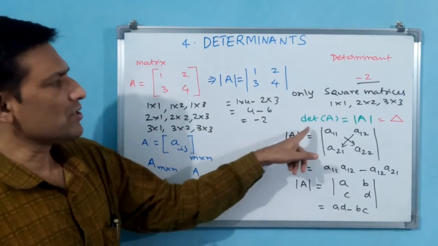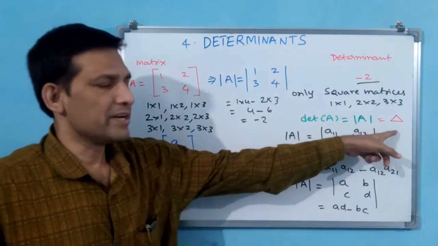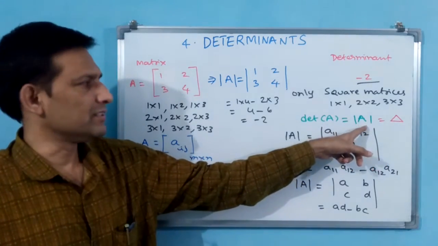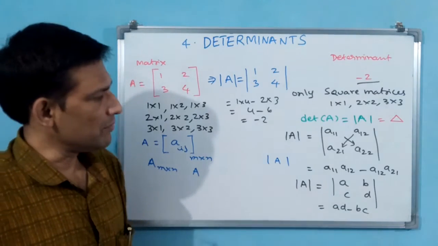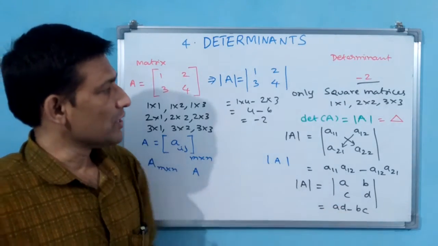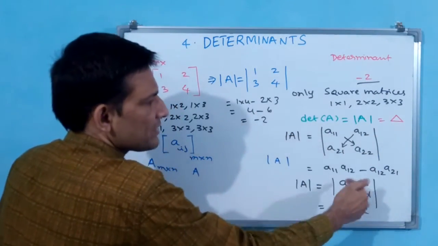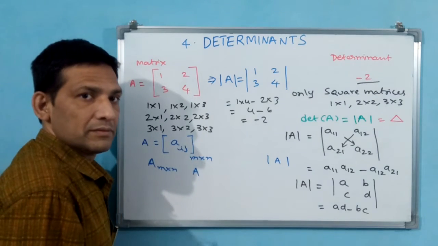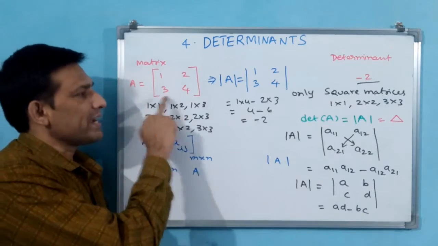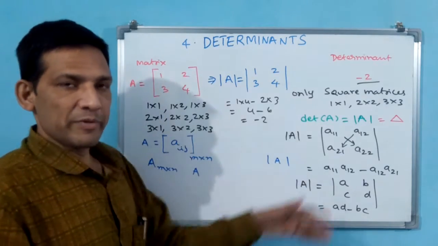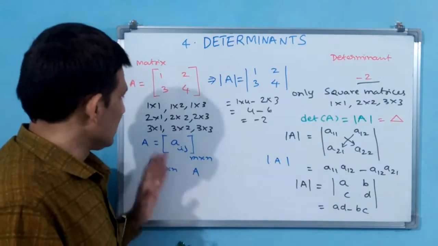The representation is det A, or determinant A, or delta. Determinant A is very popular. Why? Because even though you write this or this, the elements you have to take in between like this only. Elements we should not take like this. Bracket and determinant both are different. Matrix and determinant both are different.